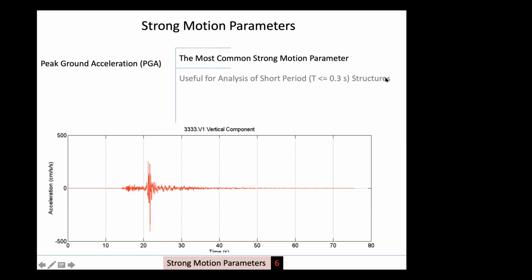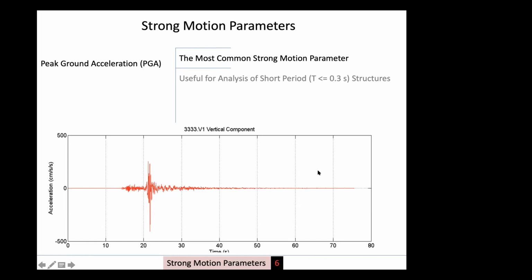So as I said, on the left side of that equation, we need some strong motion parameters. The most common strong motion parameter is peak ground acceleration, and it's useful for analysis of short period structures. Here you can see an example of strong motion records, shown in red. So it's acceleration, showing the variation of acceleration with time.